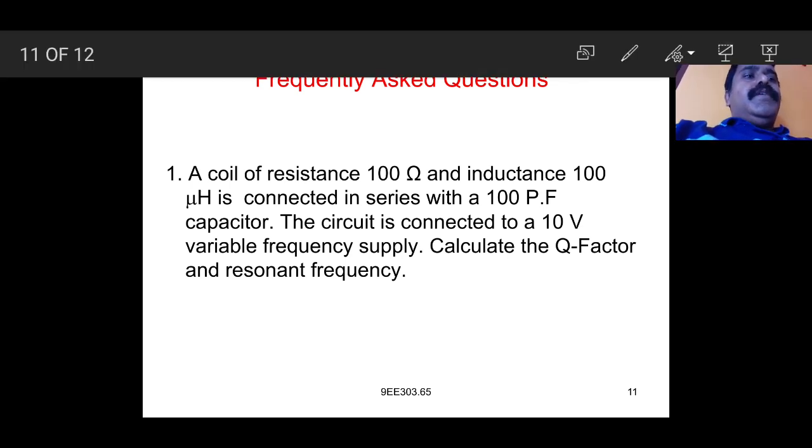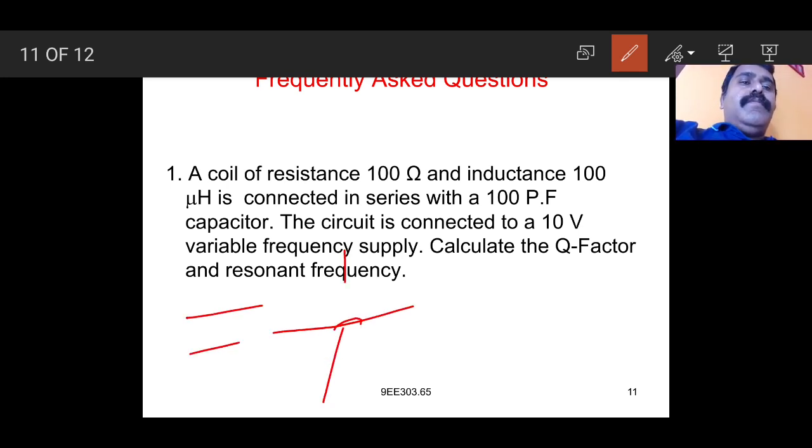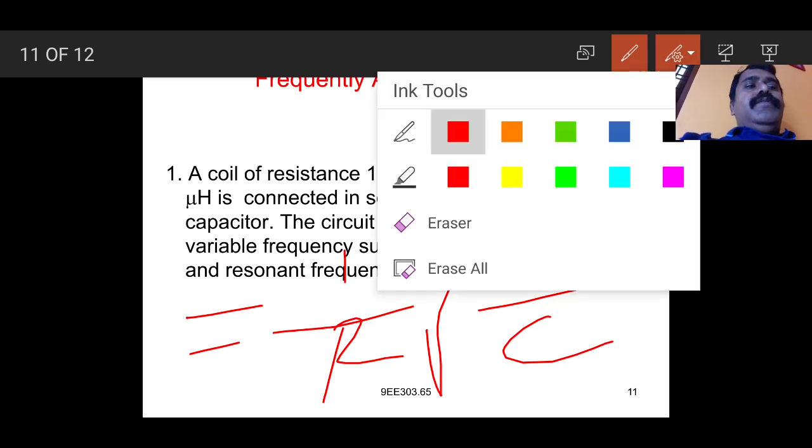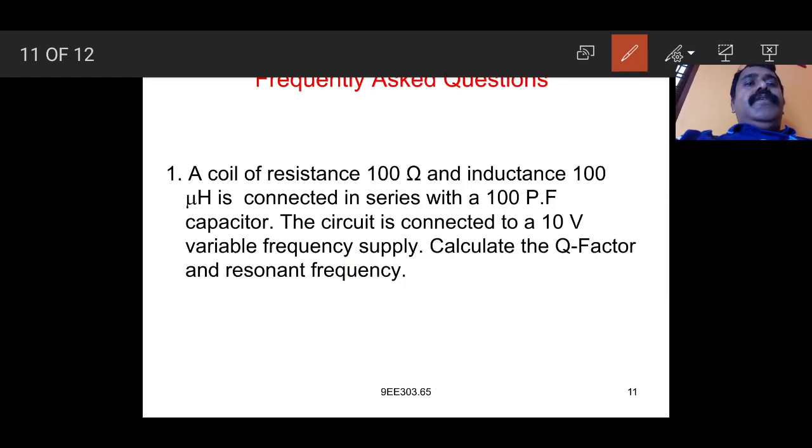Again, we can express the Q factor as equal to 1 by R under root L by C here. Given R is equal to 100 ohms, L is equal to the given microhenries, and capacitance is equal to the given picofarads here. So we can calculate the Q factor of the series circuit here.